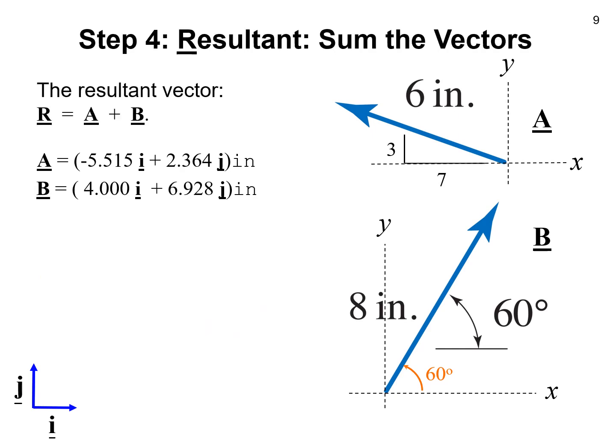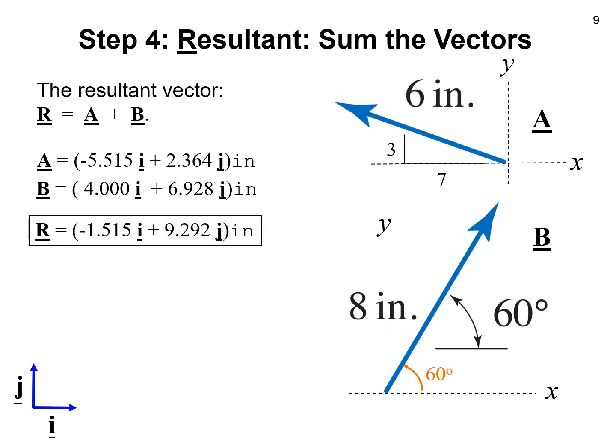Now for the resultant, the next step is R. R is for resultant. I'm going to take the A and B vectors as I had written them in the previous slide with their components. I'm now going to add them component by component. Notice that negative 5.515 plus 4 is negative 1.515 i direction. And then in the j direction, I have 2.364 plus 6.928, giving 9.292 j, and everything again is multiplied by inches.